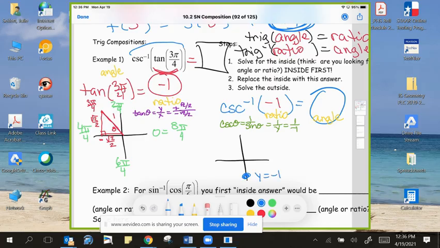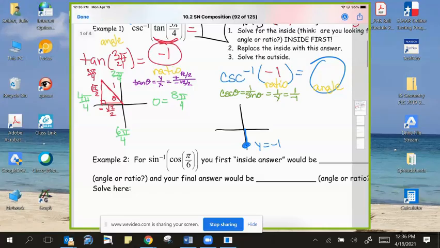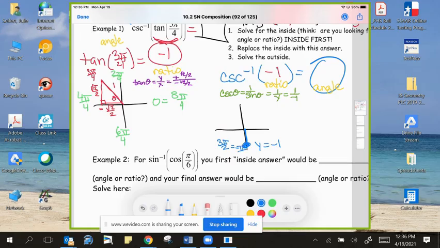Now, at what angle is that? Ooh, I've got 2 really good answers. I've got a 3 pi over 2, and I've got a negative pi over 2. Which one of those do we use? We use negative pi over 2.